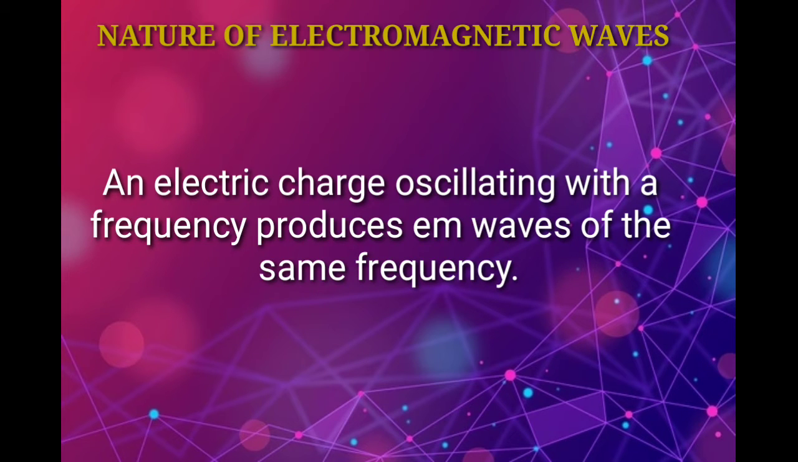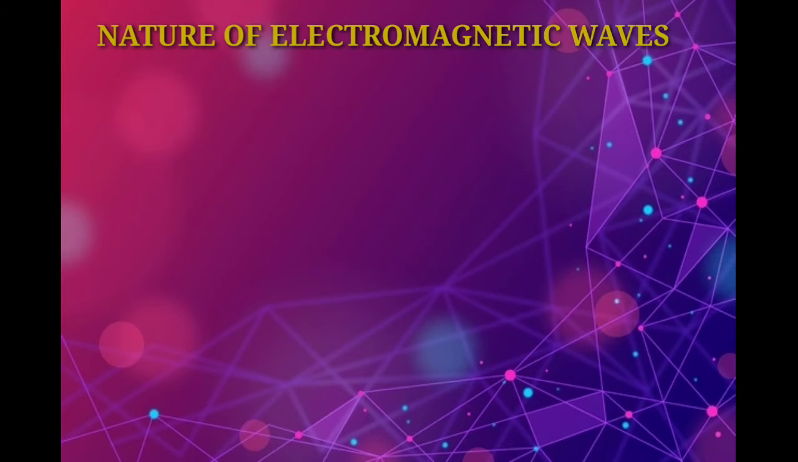The first one: if an electric charge is oscillating with a frequency, it produces electromagnetic waves of the same frequency. That is, when we oscillate an electric charge with a frequency, it will produce electromagnetic waves of the same frequency. This is the first nature of an electromagnetic wave.